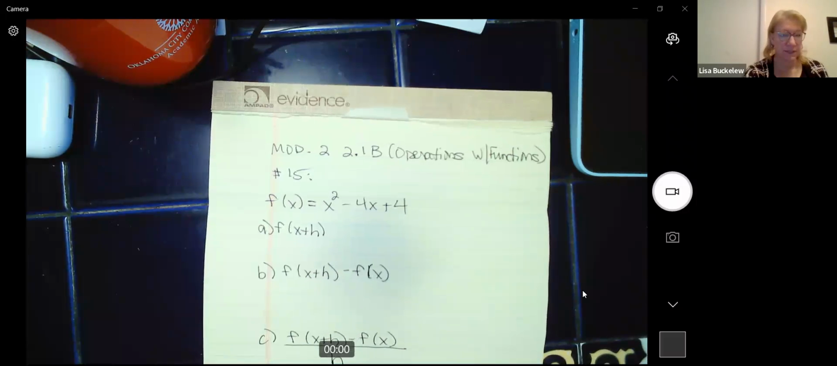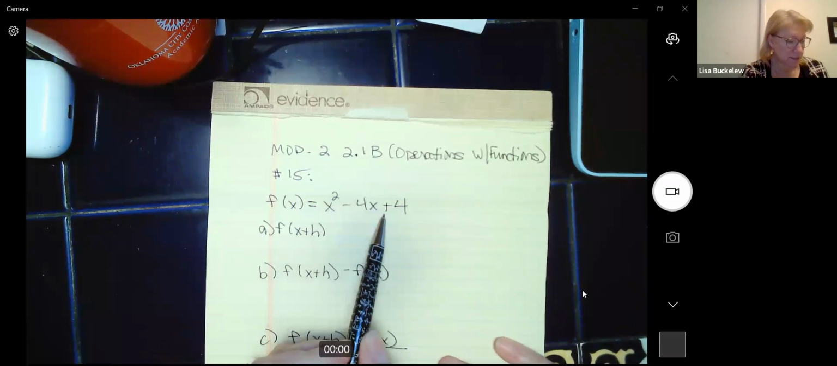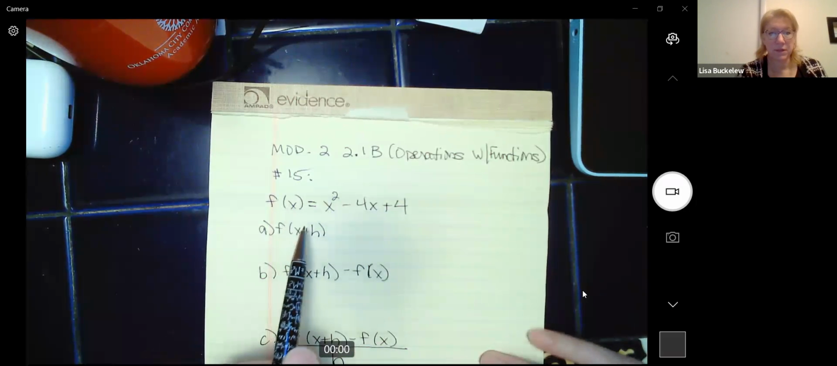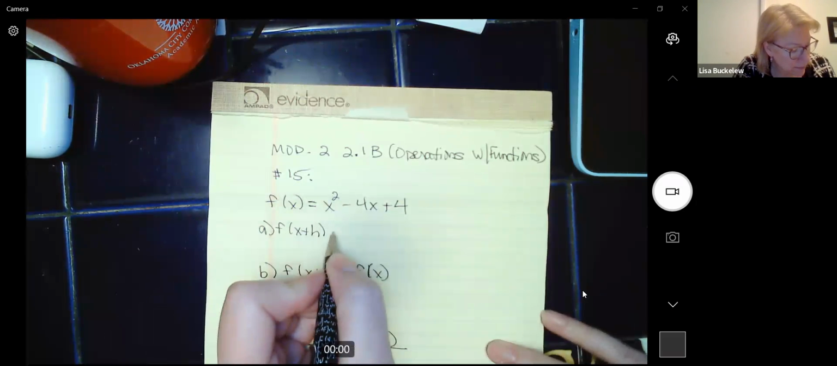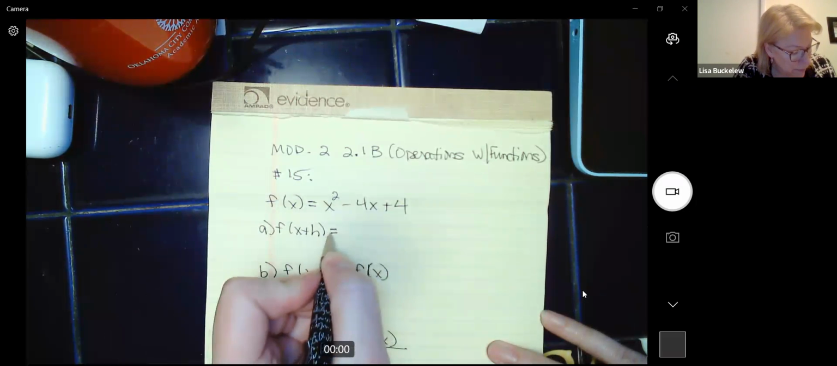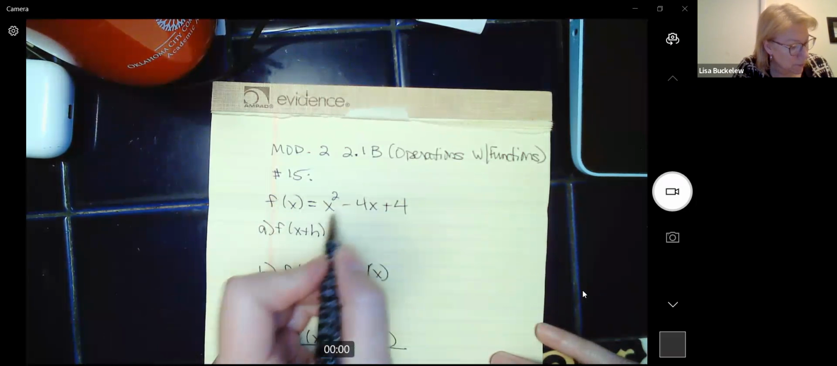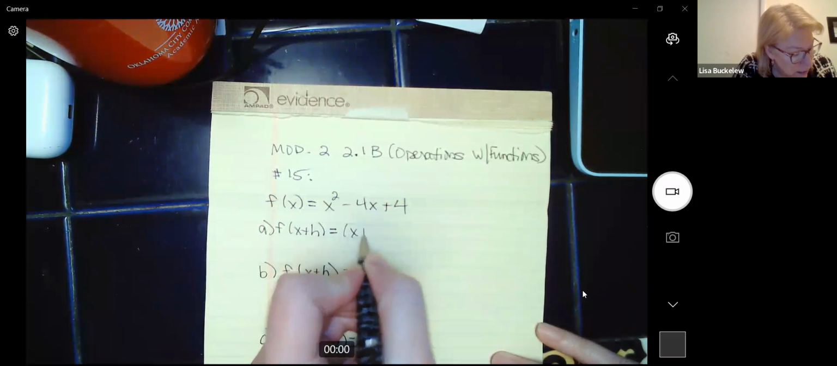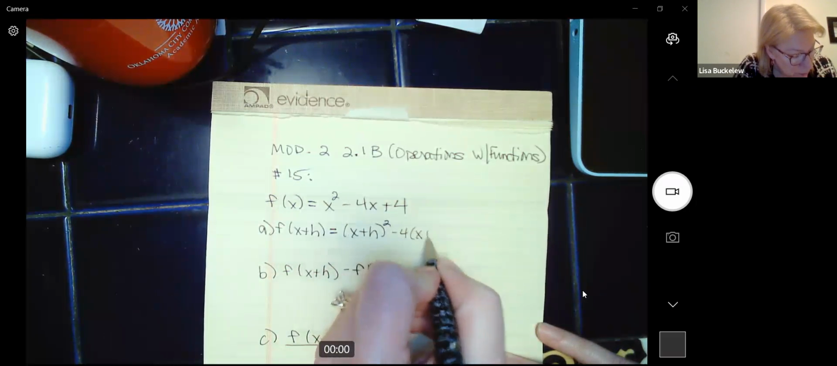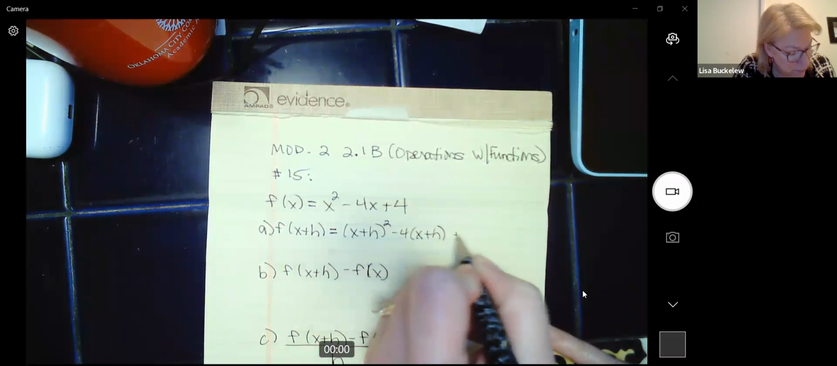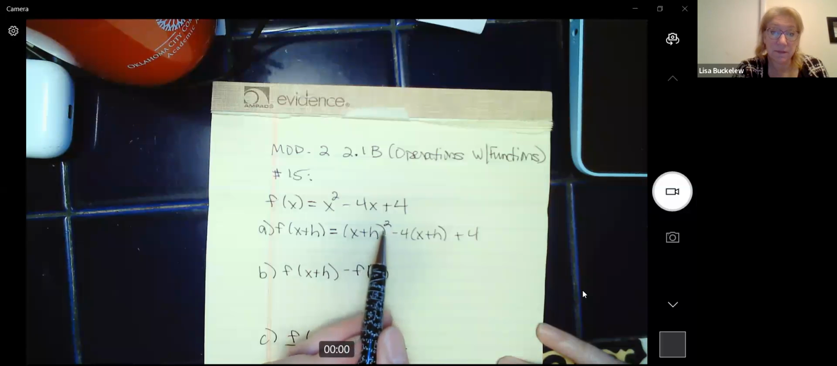Okay, so this is number 15. Everybody's going to be given a different kind of quadratic function like this. And then when we put the x plus h in place of the x, that's when we're going to start working on what we call the difference quotient. So this right here is just the first part of this. We're going to take where the x is and replace it with x plus h. Every place where we see x, we're going to write in parentheses x plus h. Make sure you get that correct with the square on the outside of those.